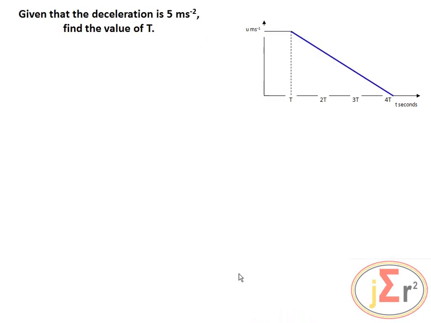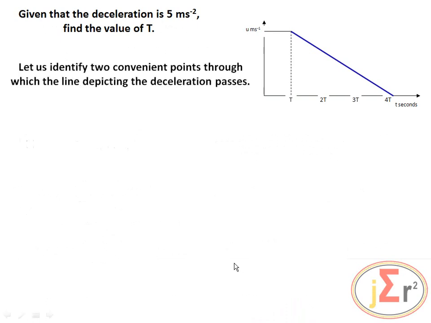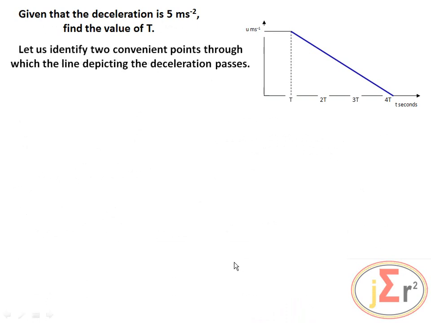Now, given that the deceleration is 5 meters per second squared, find the value of t. What is deceleration? Of course, gradient. Let us identify 2 convenient points through which the line depicting the deceleration passes. And we are finding 2 convenient points because we need to find the gradient. The deceleration is going to be found by calculating the gradient.